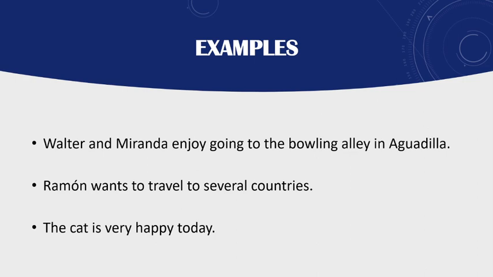The next example says, Ramon wants to travel to several countries. Again, this sentence has all the elements that we previously discussed. The final example says, the cat is very happy today. Again, it has a subject, which is the cat, and then we have a predicate, which is the action, is very happy today. Okay, there we have the verb is. And we have a complete thought.